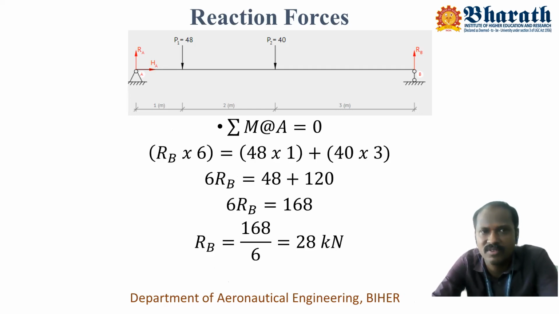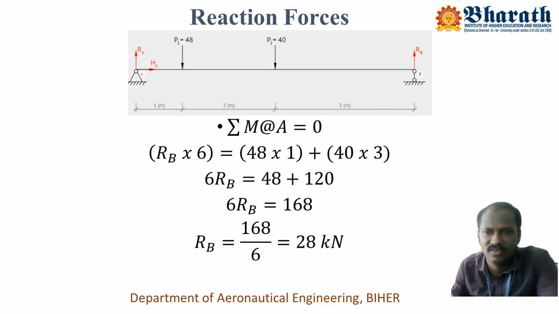And for the second equilibrium equation, we are going to consider the point A, and we are going to take the moment about point A and equate to 0. So we'll be getting RB into 6, which is an anti-clockwise acting moment, and that should be equated to 48 into 1 plus 40 into 3. Both are clockwise moments arising due to the applied load. If you simplify again, you get 6 times RB equal to 48 plus 120, that is 168 kilonewton. And upon simplification, we get the reaction force at point B as 28 kilonewton.